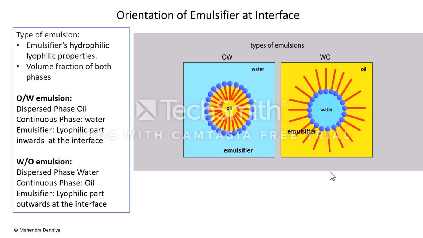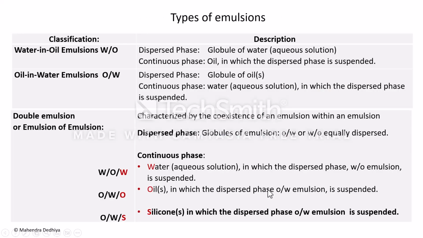In a simple oil in water emulsion, the emulsifier's lyophilic part is inward at the interface. In a water in oil emulsion, the continuous phase is oil, and the lyophilic part is outward at the interface. So these two emulsions, from a physicochemical perspective, appear different. Oil in water will appear like a golf ball. Water in oil will have a spiked surface.